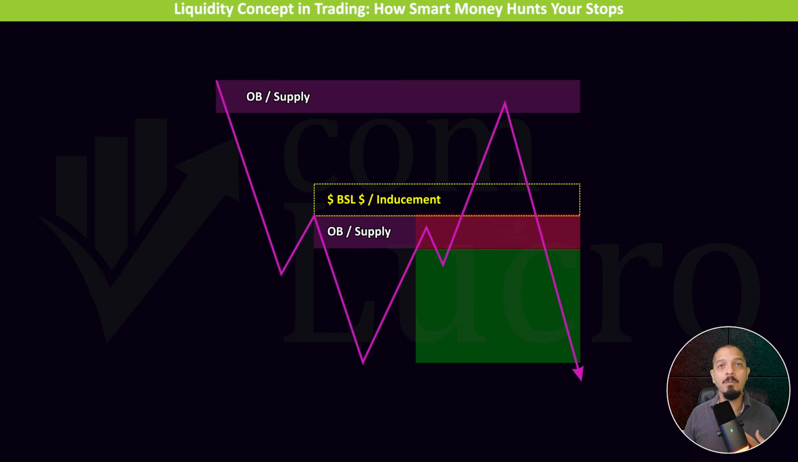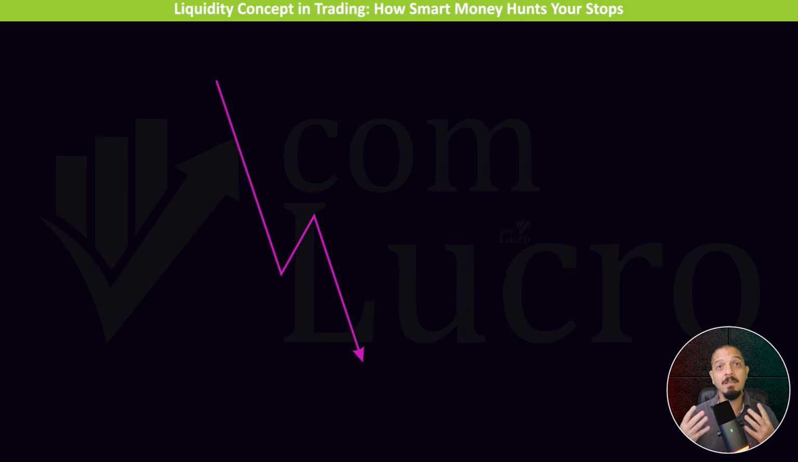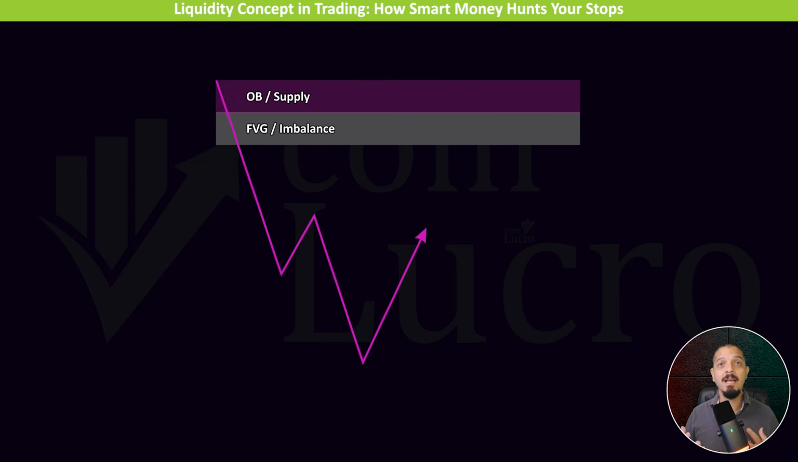So how can we determine whether a zone is genuine or simply inducement? The answer mainly depends on 2 factors: liquidity and imbalance. In this example, imagine that an imbalance exists between the 2 supply zones. This means there is open price space that the market has not yet filled.